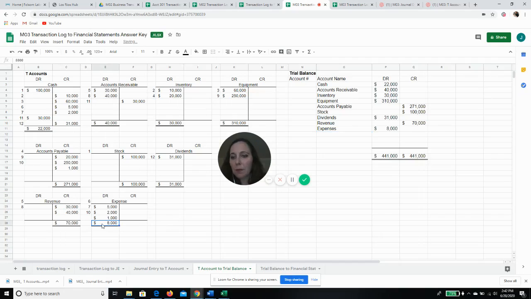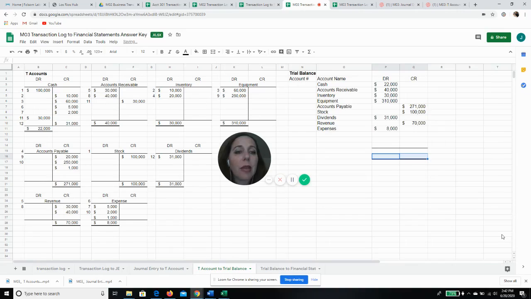Okay, and the final step, I have the formulas already in here, but let's assume I didn't. The final step is you add up all your debits, then you add up all your credits. They have to equal, okay? If they don't equal, something's gone wrong and you need to go back and look for it.